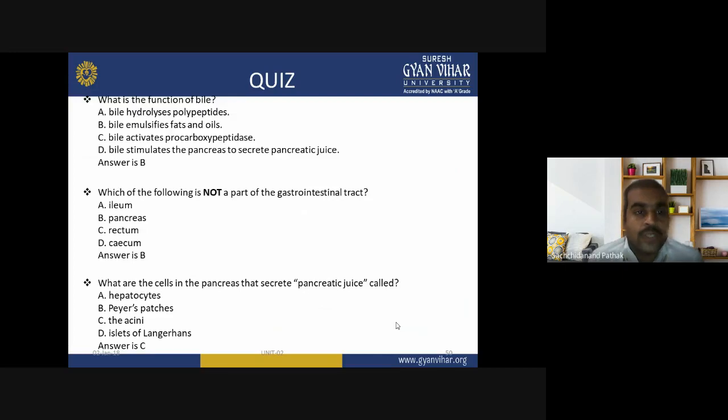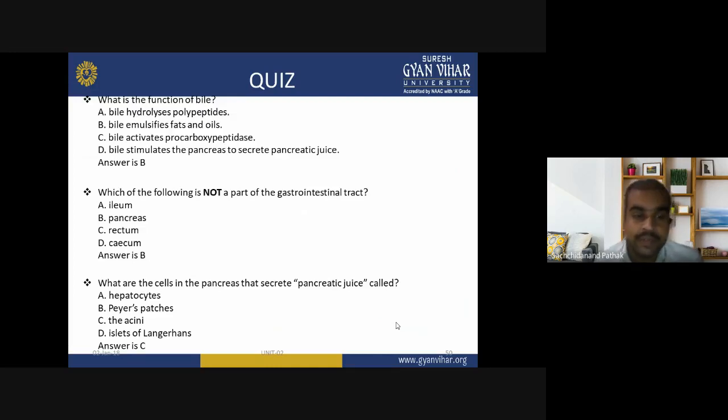Another question: which of the following is not a part of the GIT? Ileum, pancreas, rectum, cecum. We know the ileum, rectum, cecum are parts of the intestines, so they are part of the GIT. But the pancreas is not part of it. So yes, answer B is correct. What are the cells in the pancreas that secrete the pancreatic juice? Acinar cell, Acini cell. So yes, answer C is correct.